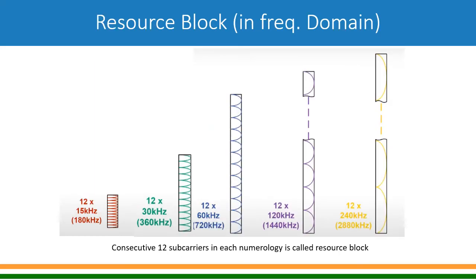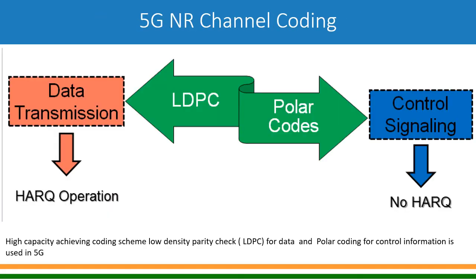Resource block: one resource block is equal to 12 subcarriers. So consecutive 12 carriers in each numerology is called a resource block. 5G new radio channel coding: a high capacity achieving coding scheme, that is LDPC, low density parity check, is used for data transmission, and polar codes are used for control signaling in 5G.